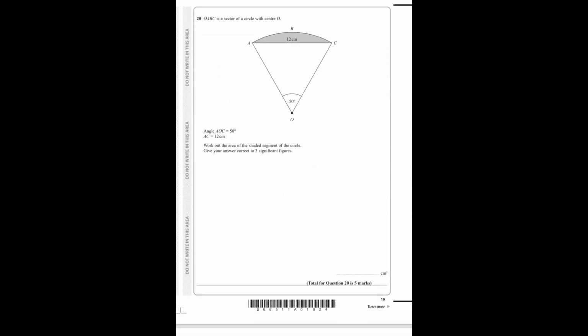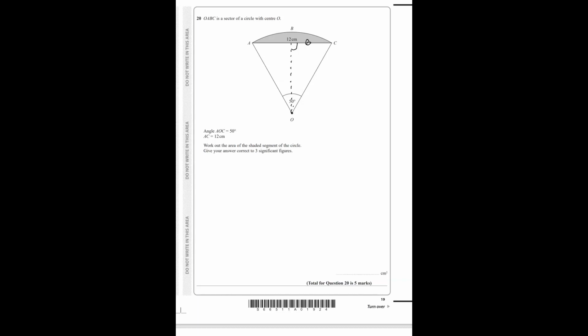Right, what have we got here? So it's that sector of a circle with centre O. We know this angle is 50. We know that's 12. Work out the area of the shaded segment of the circle. Right, well, we need to work out this distance here. So I'm going to make a right angle triangle, and I can, because these are both radii, make that a right angle triangle, make that 6.